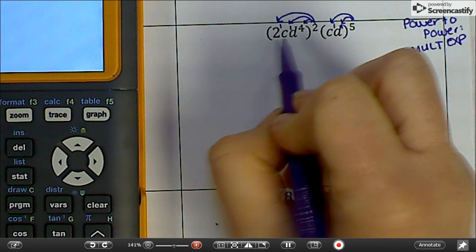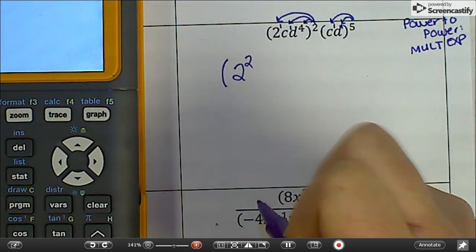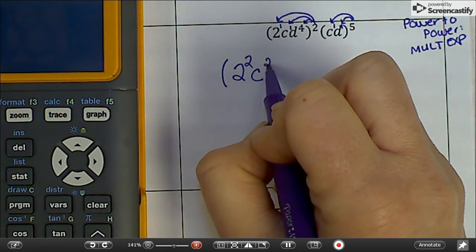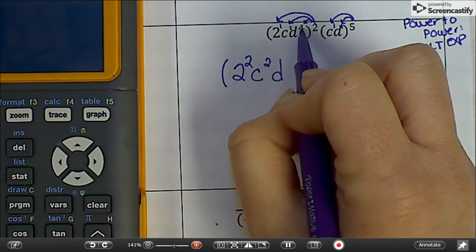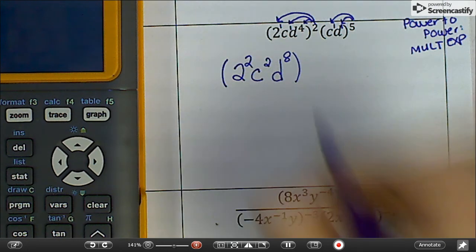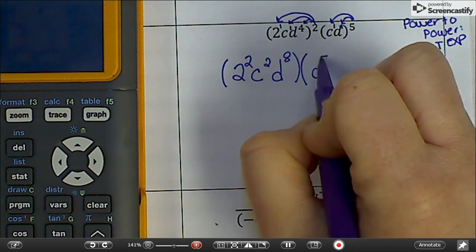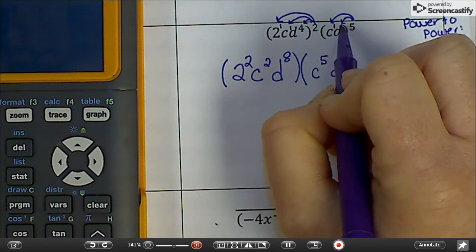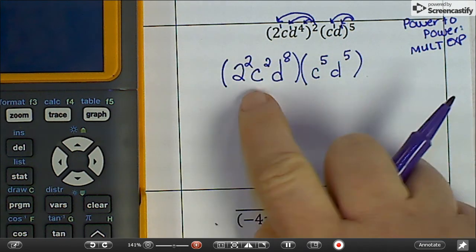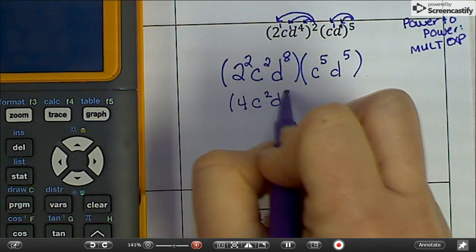All right, so we have 2 in the first set with a 1. 1 times 2 is 2. C with a 1. 1 times 2 is 2. D with a 4. 4 times 2 is 8. Second set, C with a 1. 1 times 5 is 5. D has a 1. 1 times 5 is 5. All right. I'm actually going to simplify this part here. 2 squared is 4, and everything else stays the same.